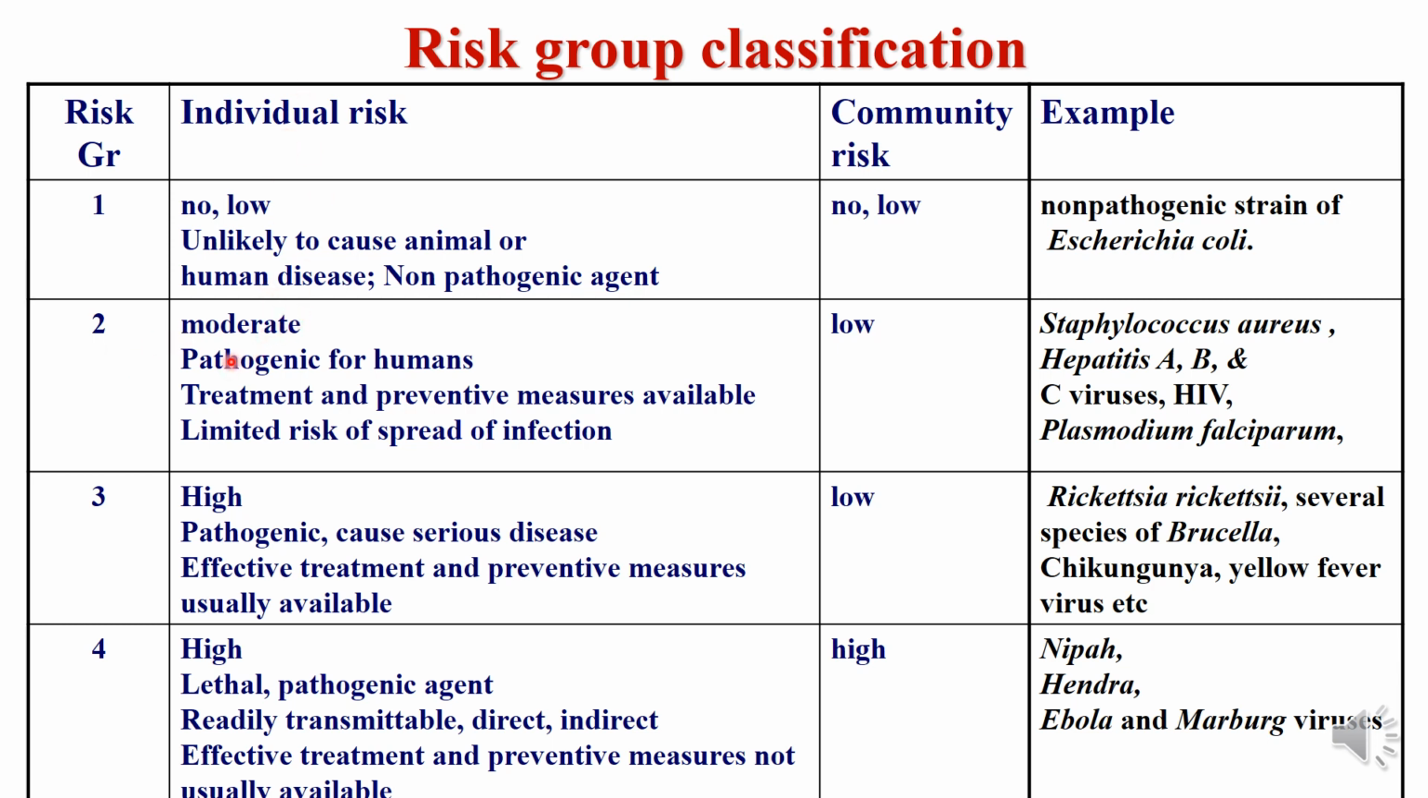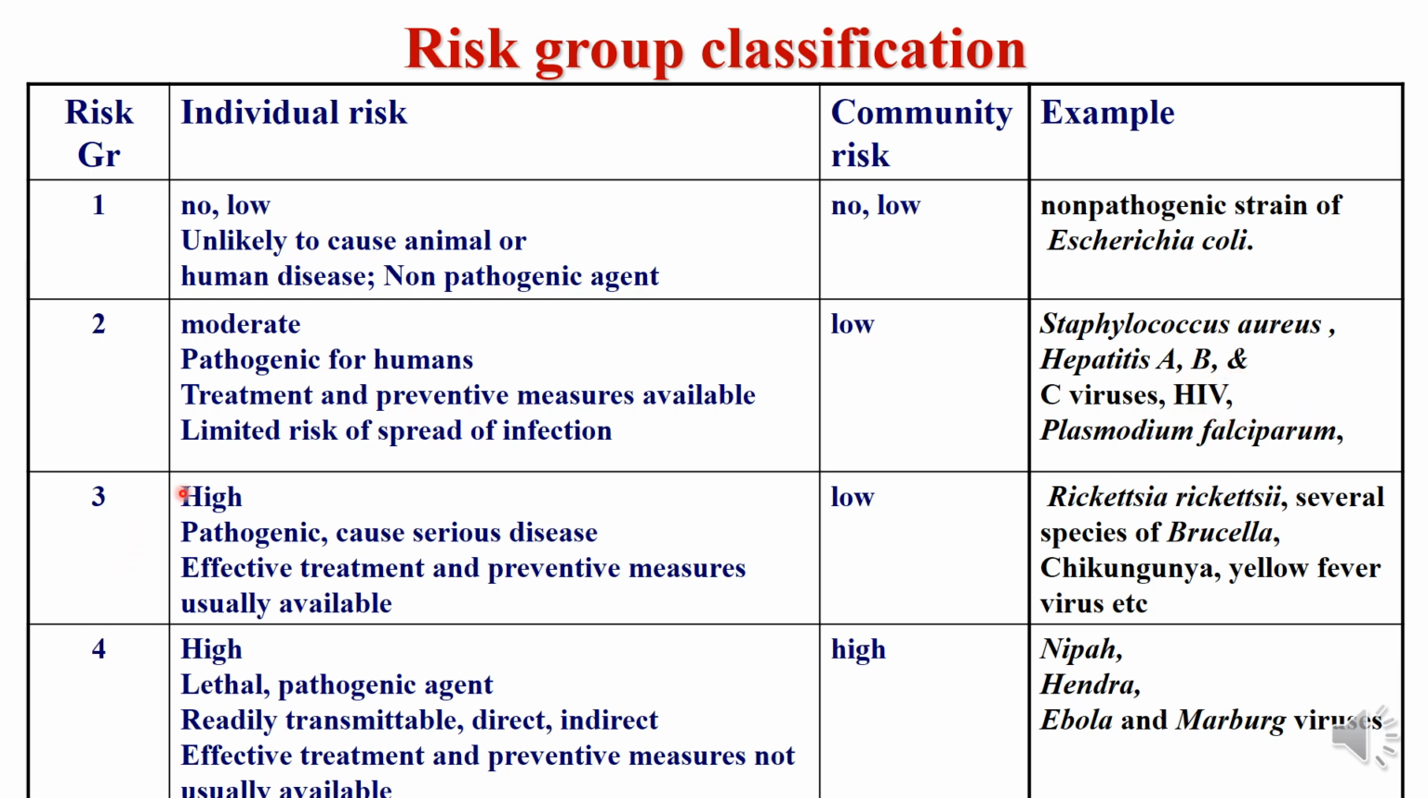The second risk group includes organisms where the individual risk is moderate. It includes pathogenic organisms for human beings. Treatment and preventive measures are available if somebody gets infected, and there's limited risk of spread of infection, and the community risk is low. These include Staphylococcus aureus, hepatitis A, B, and C viruses, HIV, Plasmodium falciparum.